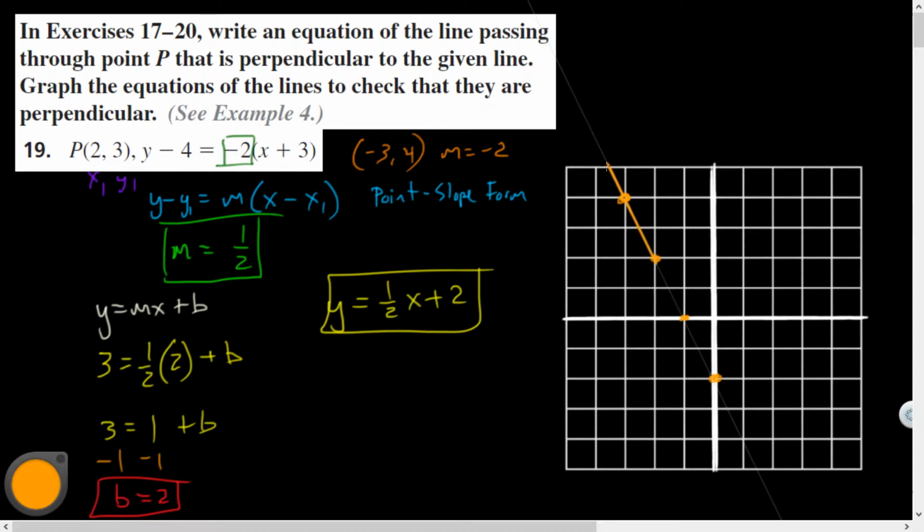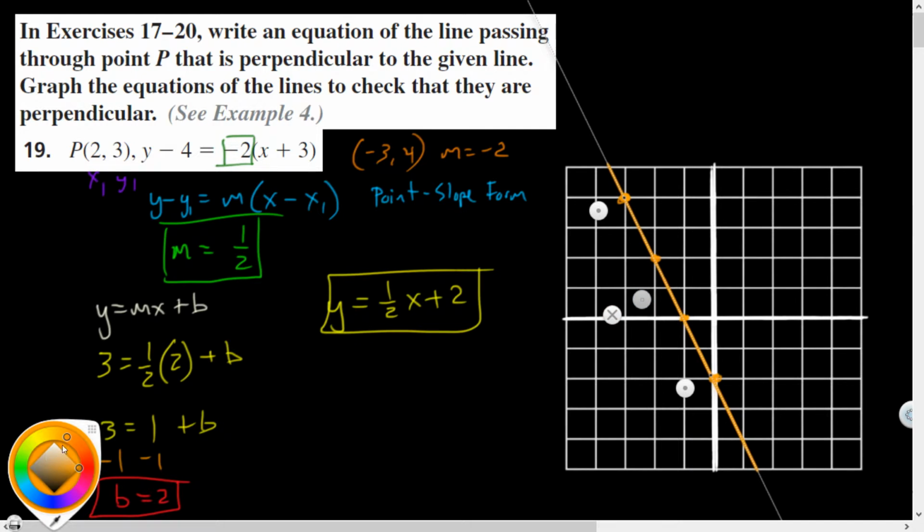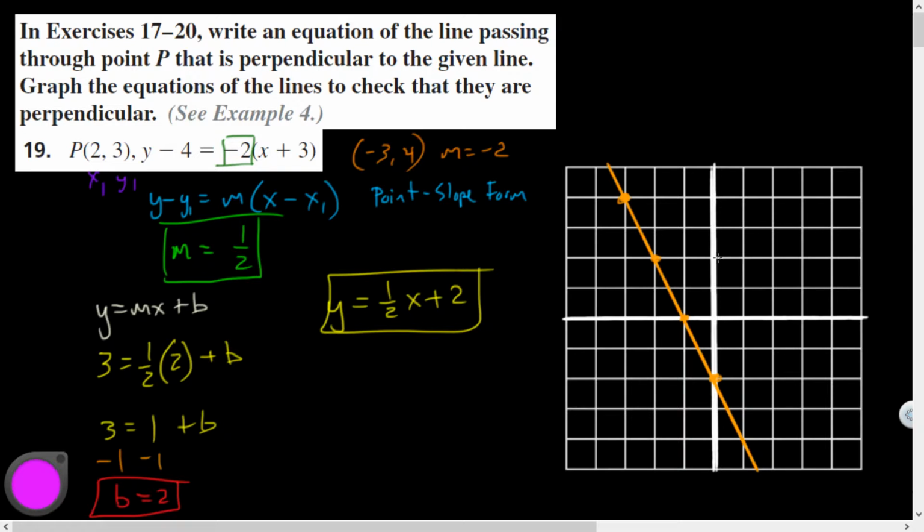Something like that. All right, so that was the first line. The second line, my new one, I'll graph in purple, has a y-intercept at 2 right here and a slope of 1/2. So up 1 over 2, up 1 over 2. I also could think of 1/2 as being equivalent to -1 over -2. So notice this, I could go down 1, backwards 2, down 1, backwards 2, like so.